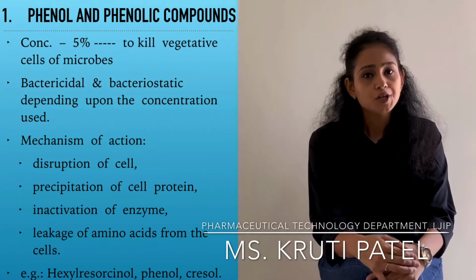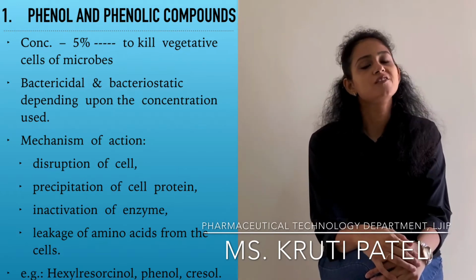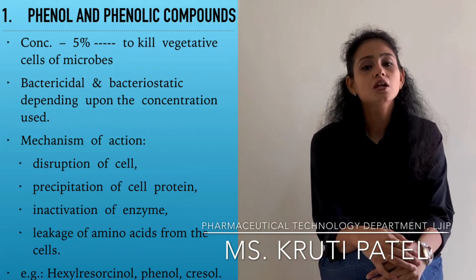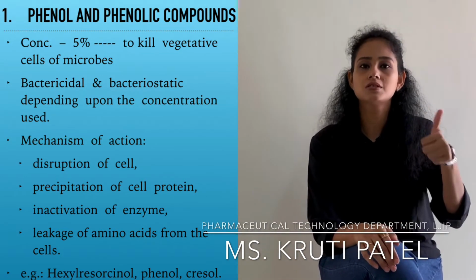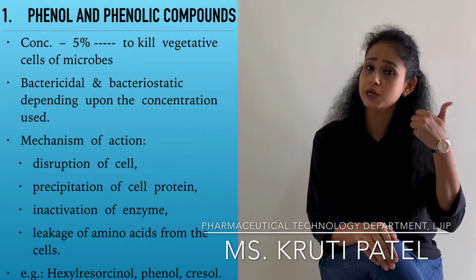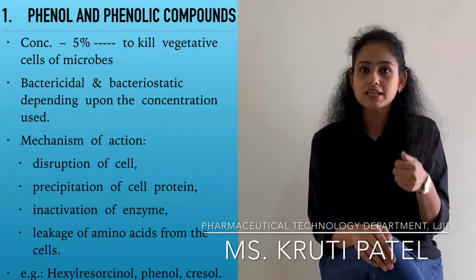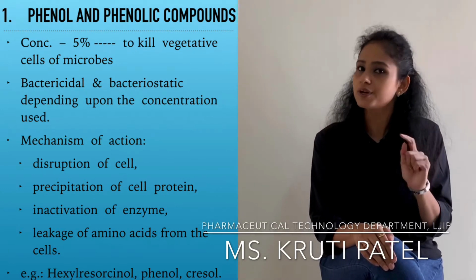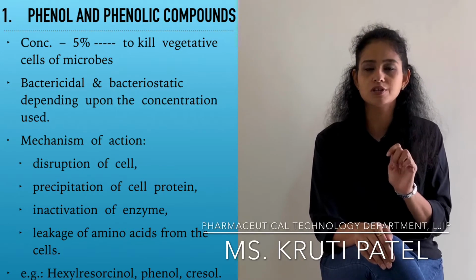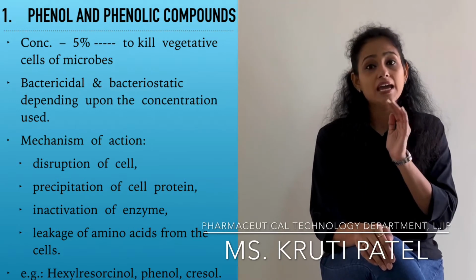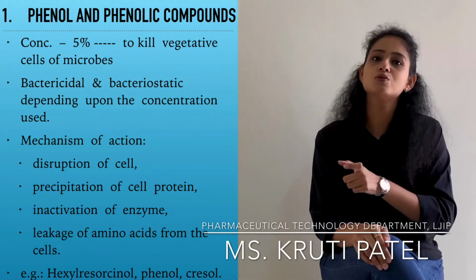Now, if we talk about phenol, then this phenol is a very excellent disinfectant. Mostly 5% concentration is used to kill vegetative cells of microorganisms. Now what is a vegetative cell? Vegetative cells means cells that can grow, that can multiply, means living cells in short. And the second part is spore. What do you mean by spore? I have already explained. Spore means the dormant form of any microorganism. Now, as your microorganism is in dormant state, killing of spores will be very much difficult.